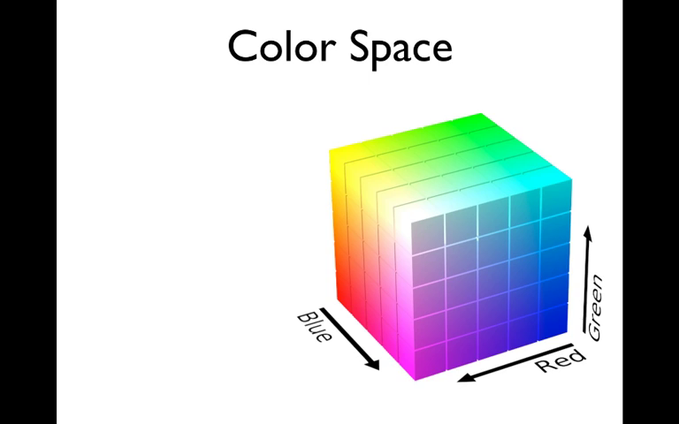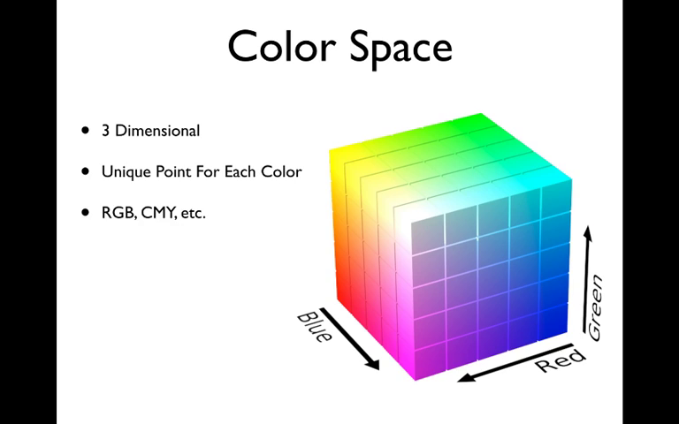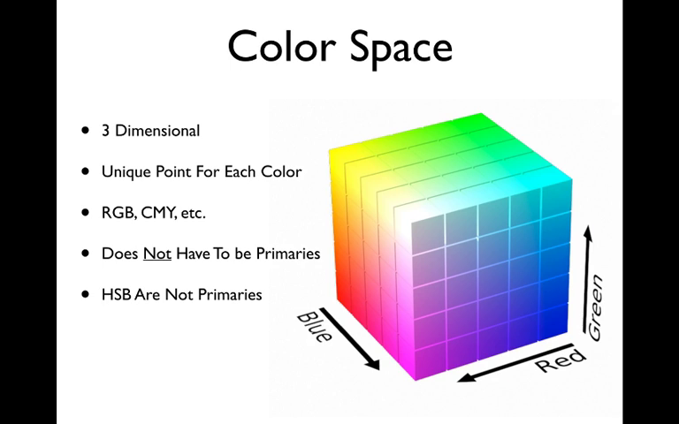Can anybody here tell me what mauve is? Yeah, therein lies the problem. So at any rate, it is 3-dimensional, and that's a key part for this. It is a 3-dimensional space. There's a unique point for each and every color. This can be an RGB world, which is what we're looking at right now. It can also be a CMY world. However, it does not have to be either one of those. You can use HSB to describe this 3-dimensional space.